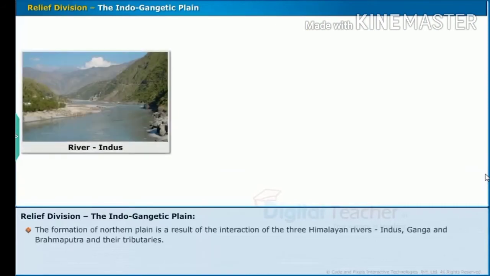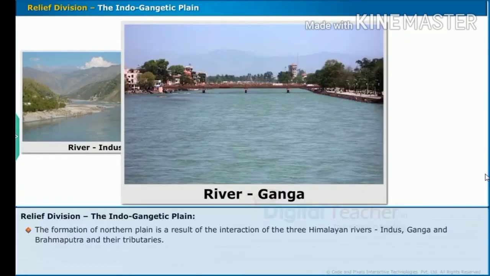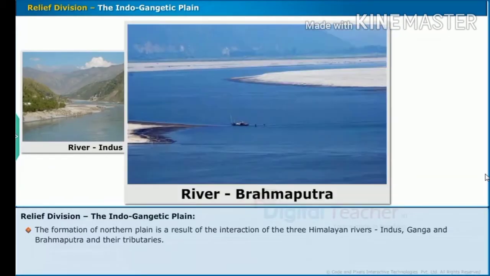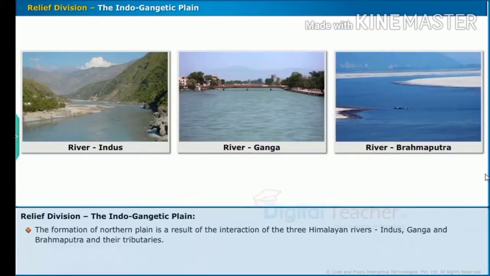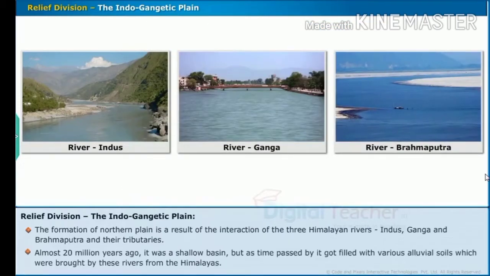The formation of the Northern Plain is a result of the interaction of the three Himalayan rivers, Indus, Ganga and Brahmaputra, and their tributaries. Almost 20 million years ago, it was a shallow basin. But as time passed by, it got filled with various alluvial soils which were brought by these rivers from the Himalayas.